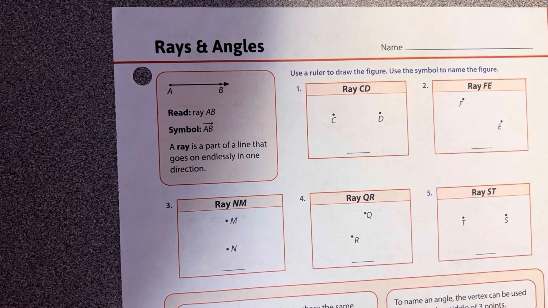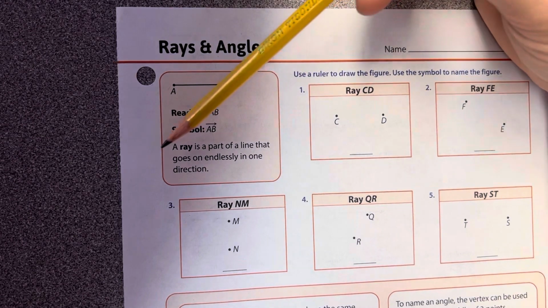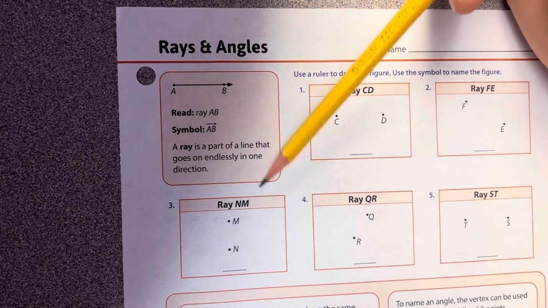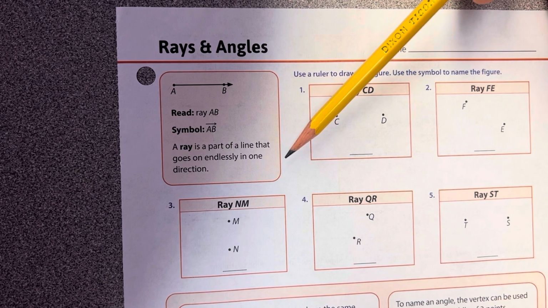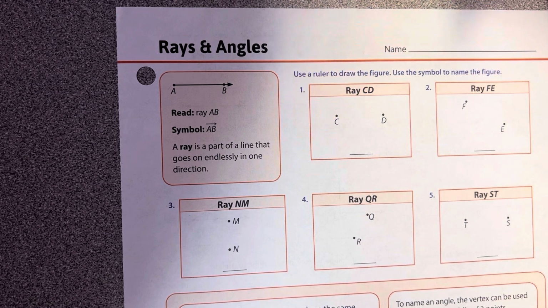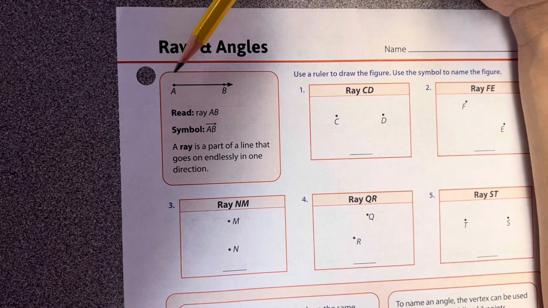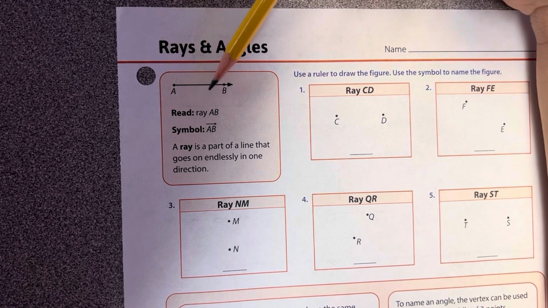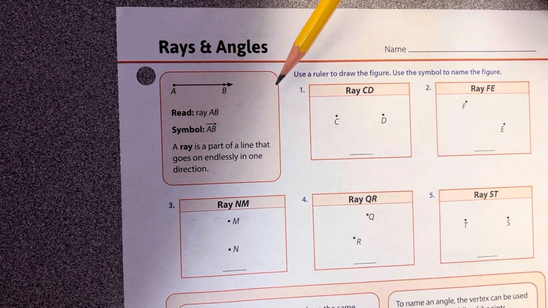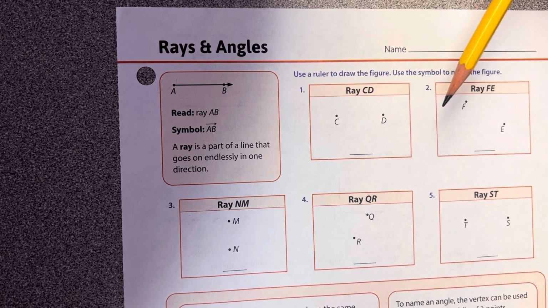Today we're going to start by talking about rays. A ray, the definition is right down here in our box. It says a ray is a part of a line that goes on endlessly in one direction. So if we look up here, this would be a picture of a ray. It has a point where it starts and it goes on in one direction and it keeps on going forever and ever and ever and ever.